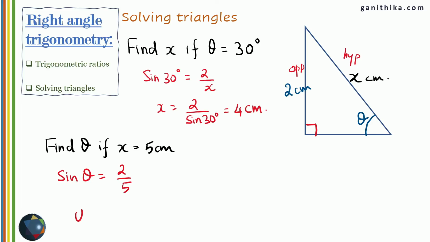How to find theta from here? You need to use something called sine inverse. Using your calculator for sine inverse of 2 over 5, you can approximately say that this is equal to 23.6 degrees. So theta is equal to 23.6 degrees when x is equal to 5 centimeters in this case.